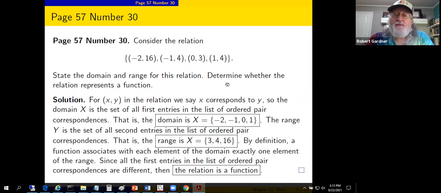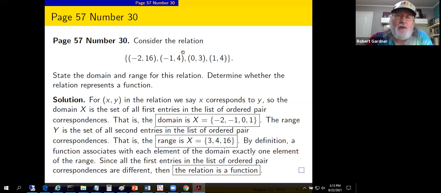Not to be confused by the fact that -1 is associated with 4, and 1 is also associated with 4. Yeah, so -1 is associated only with 4. 1 is associated only with 4. In testing for a function, that's the way you look at it. Make sure each of these is associated with exactly one of these. Not one of these is associated with two of these. I can have two of these in the range be associated with two of the domain elements. 4 is associated with both -1 and 1.